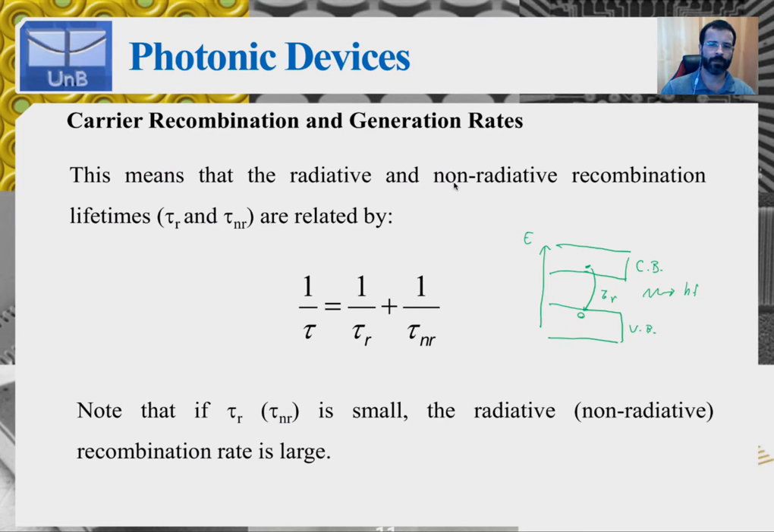So the non-radiative recombination lifetime and the radiative recombination lifetime. Non-radiative recombinations are those in which the difference in energy is given off as heat or as phonons, and in radiative recombination, the energy is given off in the form of a photon with energy hf. And we saw the expression to calculate the total recombination lifetime tau as a function of the other two.